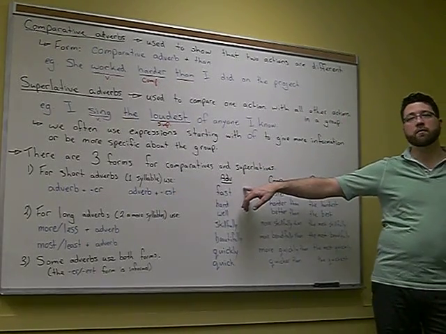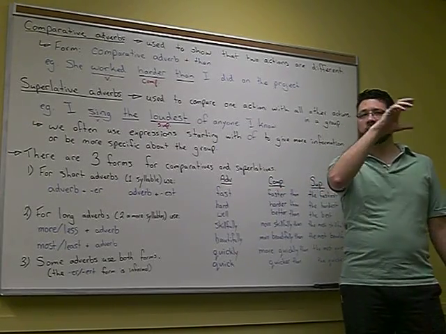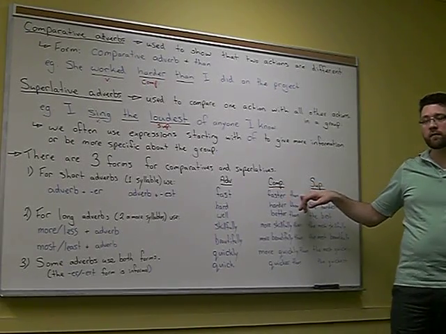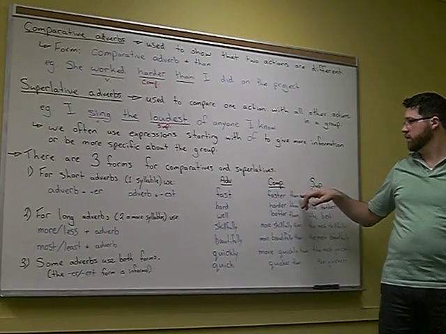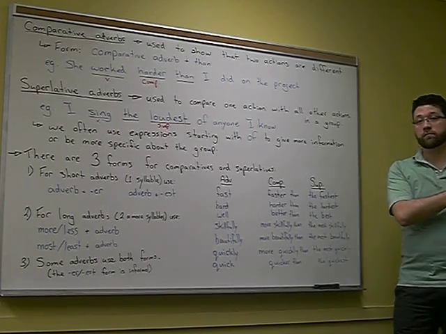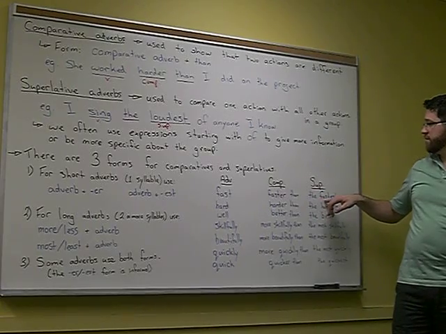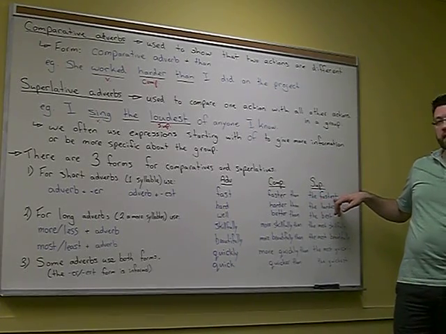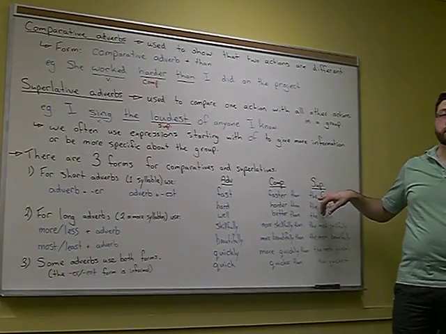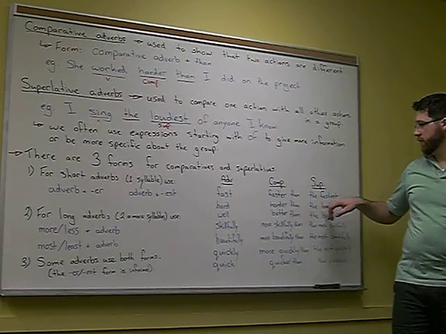So for example, if my adverb is fast, right? If you think back to the last video, he runs fast. Fast is the adverb. The comparative is faster than. He runs faster than I do. The superlative, he runs the fastest, adding est. And again, we always have this article, the fastest. For hard, harder than, or the hardest.